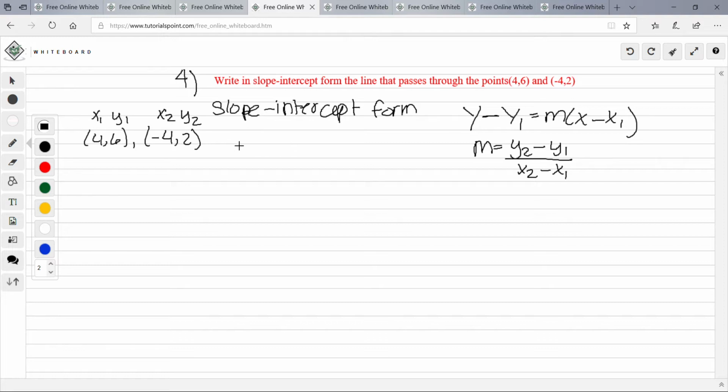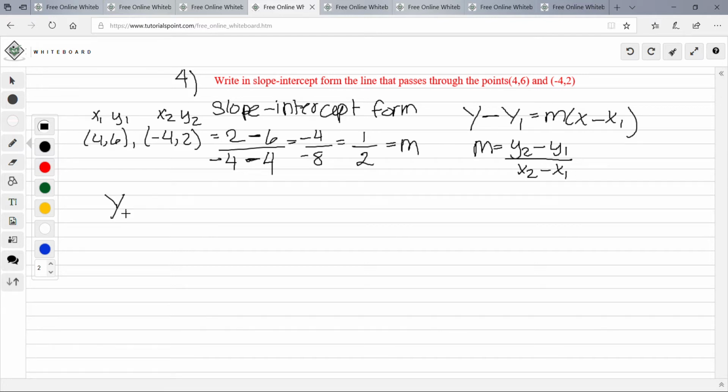So we said that y2 is 2, right? Minus y1, which is 6, and x2 is -4 minus x1, which is 4. I always label it because I know I always make silly mistakes. So 2 minus 6 is -4, and then -4 minus 4 is -8. -4 over -8 is positive. If you reduce it by 4, it would be positive 1/2. So we know that this is our slope. Slope is m.